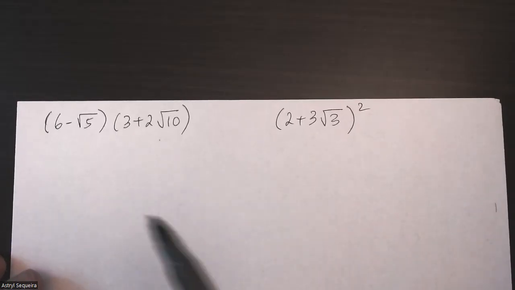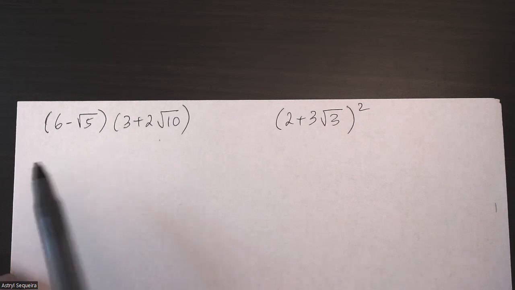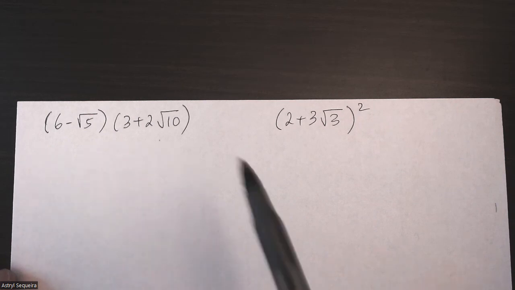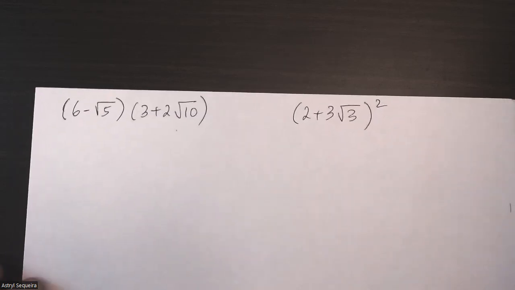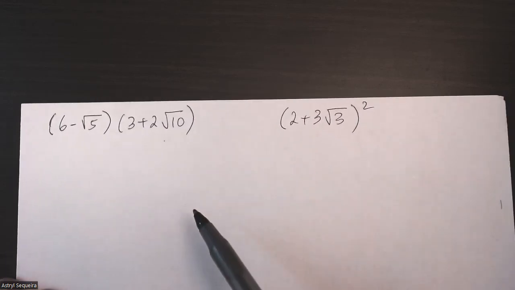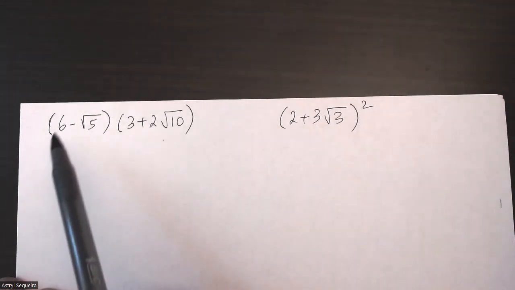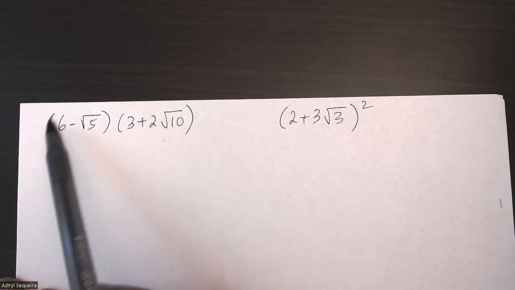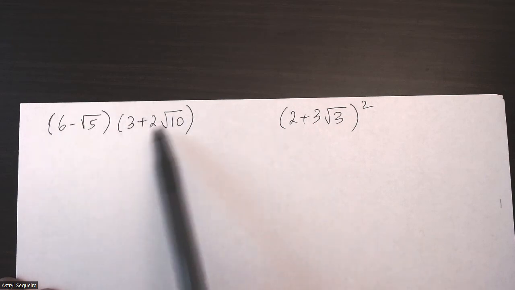All right, so in this video, we are going to simplify these radical expressions over here, and we're going to simplify them without a calculator. Let's take a look at the first two examples. In this first example here, I have two radical factors multiplying by each other. So I'm going to multiply this out by FOIL.